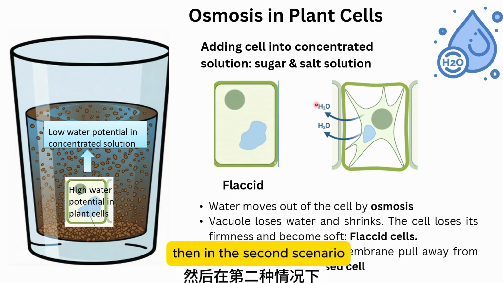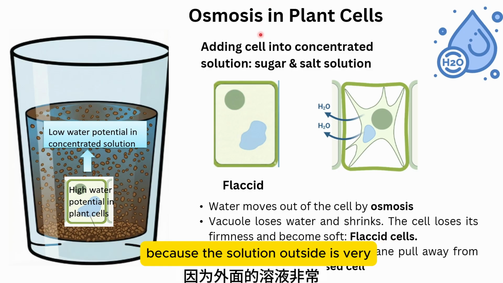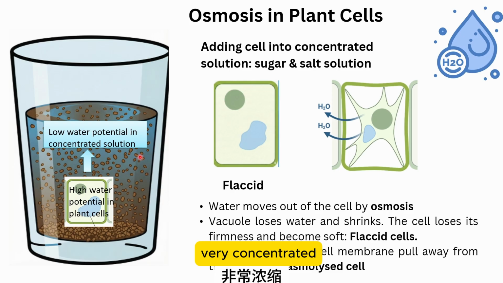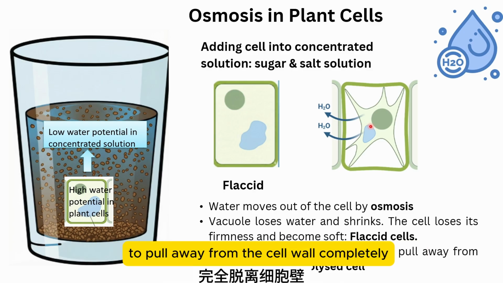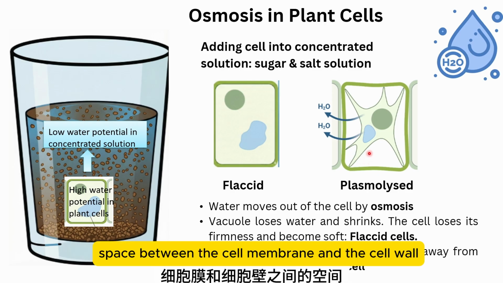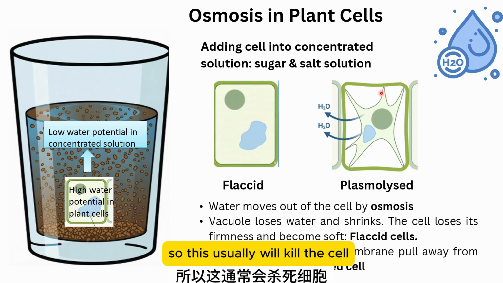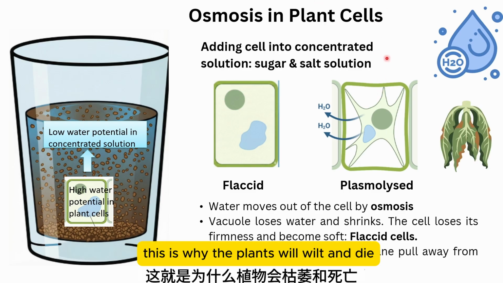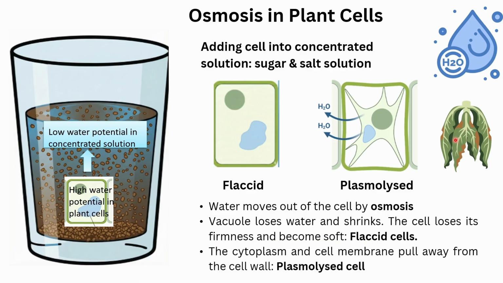Then in the second scenario, if the water continues to leave the plant cell because the solution outside is very, very concentrated, this will cause the cytoplasm and the cell membrane to pull away from the cell wall completely. So we call this state plasmolysis. As you can see, there is a space between the cell membrane and cell wall because the cell membrane pulled away from the cell wall. This usually will kill the cell. This is why plants will wilt and die if you water them with salt water.